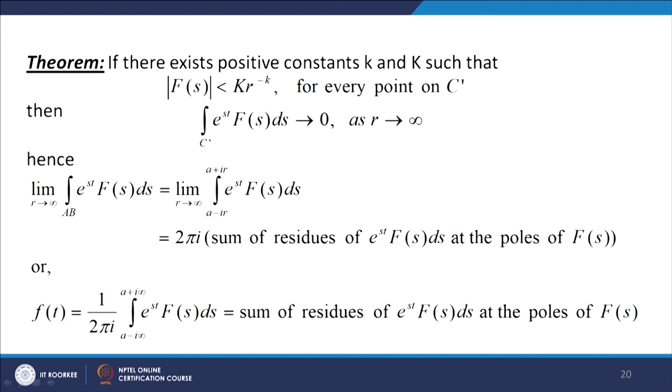So, now we can say f(t) is equal to 1 over 2 pi i, integral from a minus i infinity to a plus i infinity of e to the power st F(s) ds. So, this is equal to the sum of residues of e to the power st into F(s) at the poles of F(s). 1 over 2 pi i, integral from a minus i infinity to a plus i infinity of e to the power st into F(s) ds, will then be equal to the sum of residues of e to the power st into F(s) at the poles of F(s).